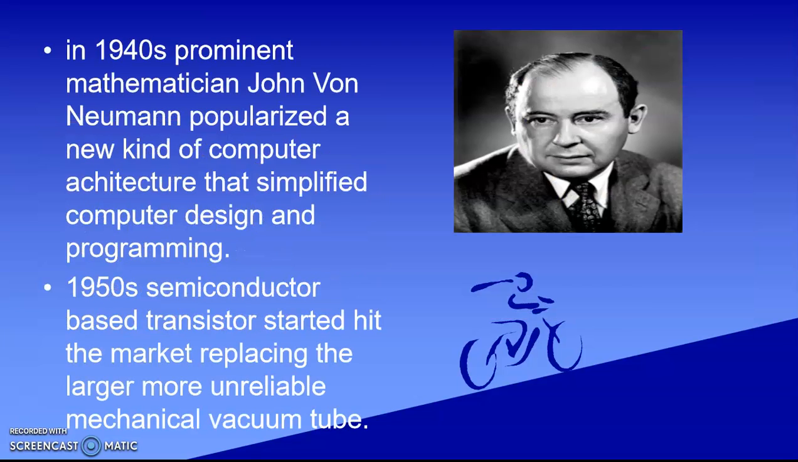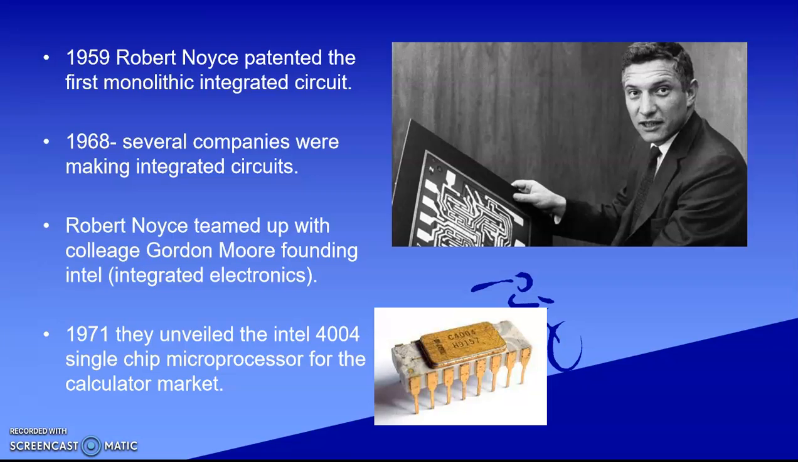In the 1940s, prominent mathematician John von Neumann popularized a new kind of computer architecture that simplified computer design and programming. In the 1950s, semiconductor-based transistors started to hit the market, replacing the larger, more unreliable mechanical vacuum tubes. In 1959, Robert Noyce patented the first monolithic integrated circuit. In 1968, several companies were making integrated circuits, and Robert Noyce teamed up with colleague Gordon Moore, founding Intel.